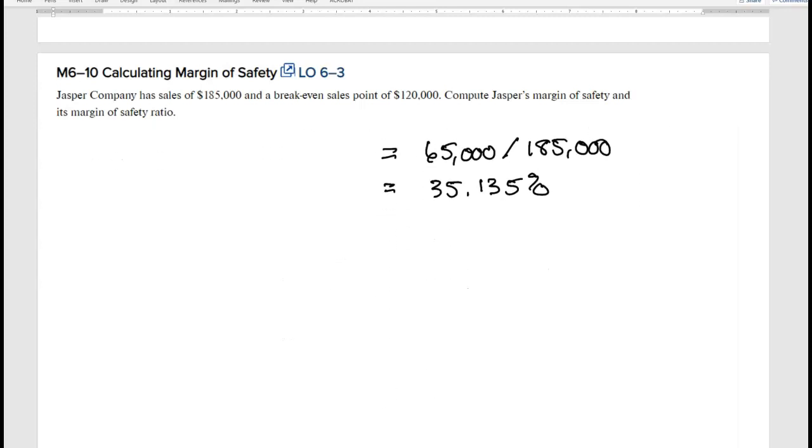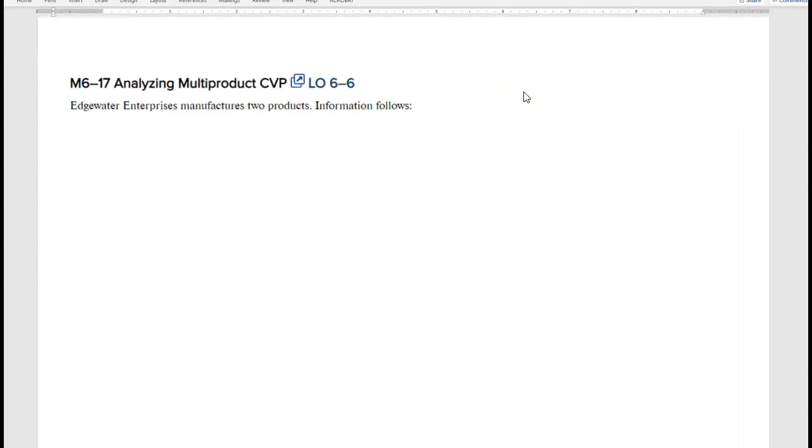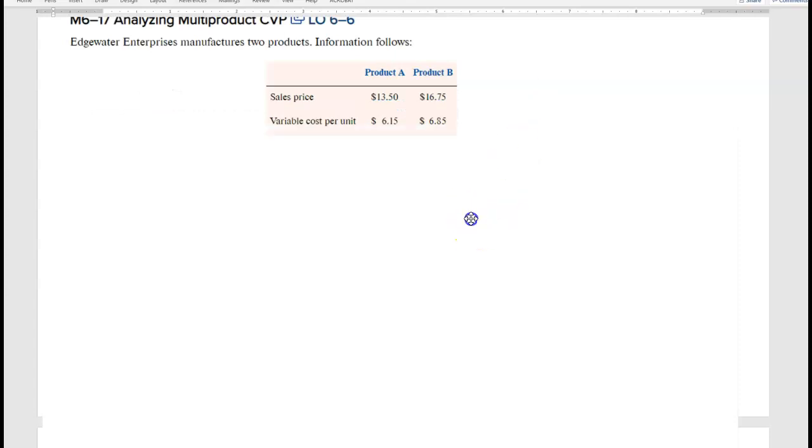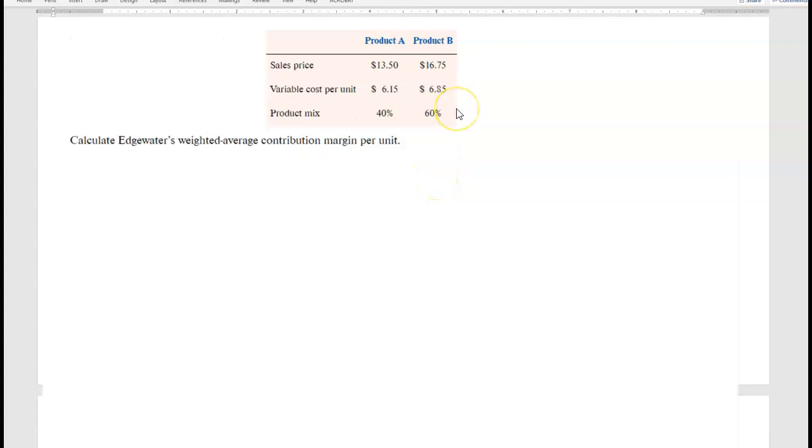Okay, everything we did so far presumes that a company only has one product. We all know that's not really true. So this company manufactures two products, and we'll just do a simple one, and many companies do way more than two. And here's the information for product A, and here's the information for product B. And this is the product mix. 40% of the production goes to product A and 60% to product B. We're asked to calculate their weighted average contribution margin per unit.